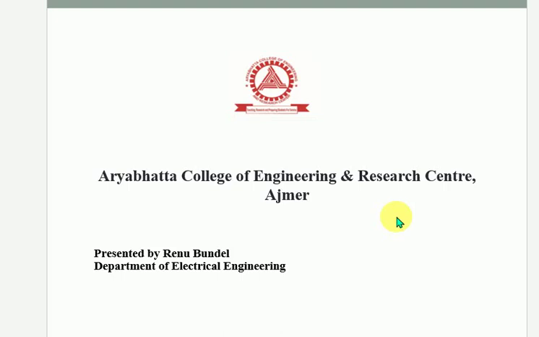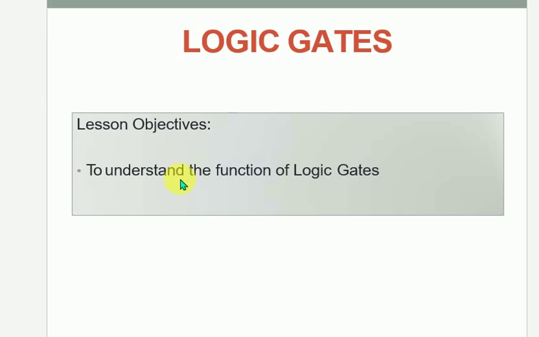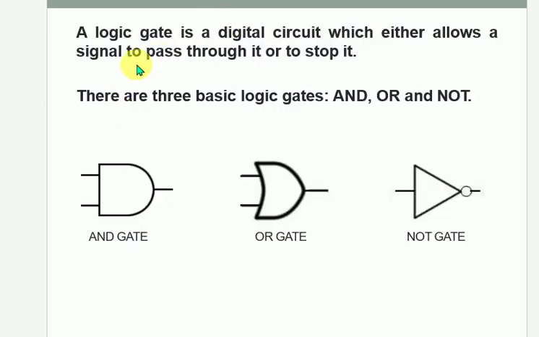Today I will give a lecture on the logic gates. So let's start with the introduction and the definition. What is a logic gate? A logic gate is basically a digital circuit which either allows a signal to pass through it or stops it. There are three basic logic gates: AND, OR, and NOT gate. A logic gate is basically an electronic circuit.